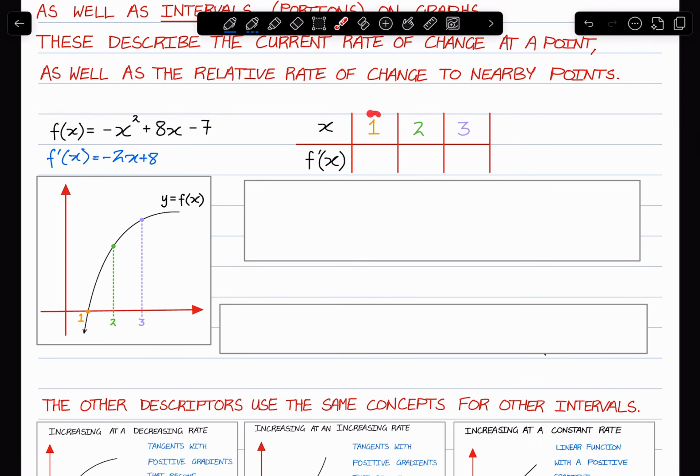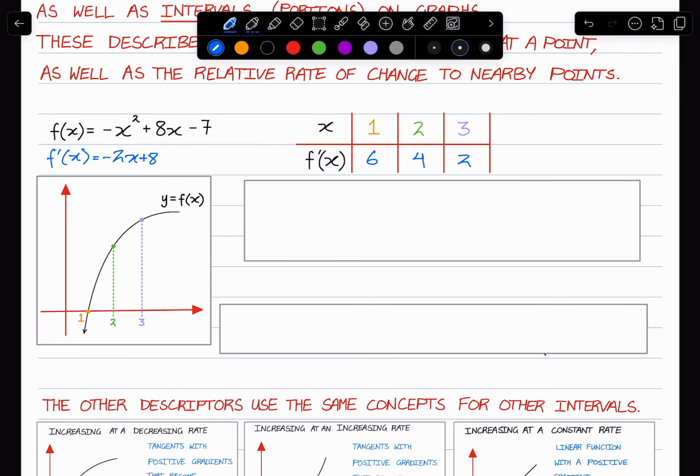I'm now going to substitute the different values of 1, 2, and 3 into our first derivative. So 1 goes here, would be negative 2 plus 8, giving me 6. The next one, negative 2 times 2 plus 8, that's negative 4 plus 8, gives me 4. The next one, negative 2 times 3 plus 8 is negative 6 plus 8, which gives me 2.